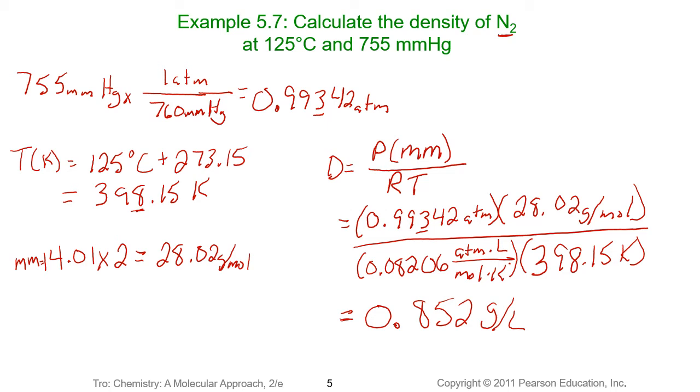So this is a fairly reasonable density. Gases are pretty low density. We use units of liters instead of milliliters because gases are very low density.